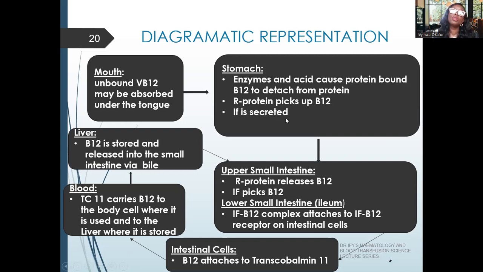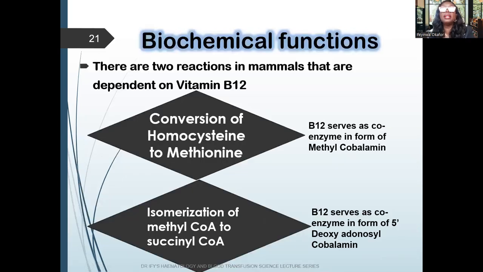In the stomach, intrinsic factor is also produced, and then the R binder moves the cobalamin straight to the upper small intestine, where the pH favors its dissociation from the R binder and it quickly binds to the intrinsic factor that has been produced in the stomach. And then the intrinsic factor carries it straight to the ileum, where it is absorbed through a complex of intrinsic factor B12 and its receptor on the intestinal cells. And inside the cells, it binds to transcobalamin 2, which transports it through the blood to cells where it is used, or to the liver where it is stored and can be released later when the body needs it.